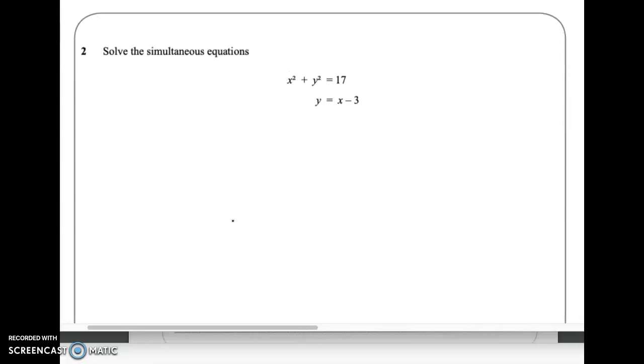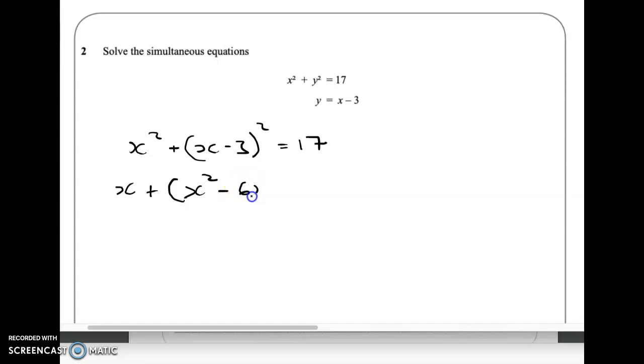So, question 2. Solve the simultaneous equations x squared plus y squared equals 17 and y equals x minus 3. So, again, we just plug this in here. So you've got your x squared plus your (x minus 3) squared equals 17. We expand out. It's always best to keep this in brackets still. So you would have your x squared minus 6x plus 9.